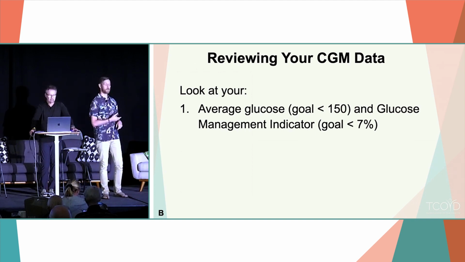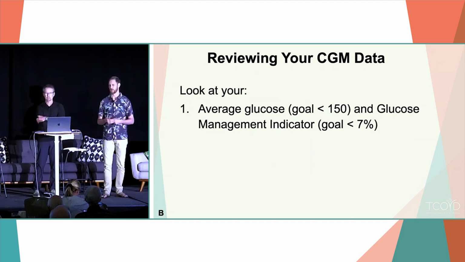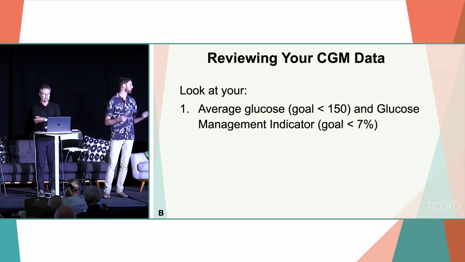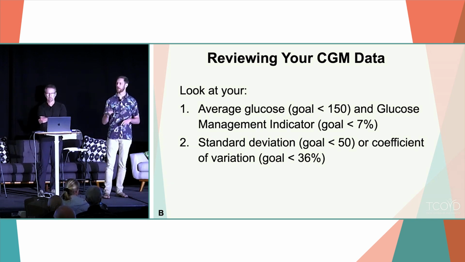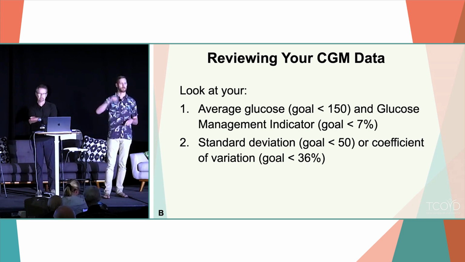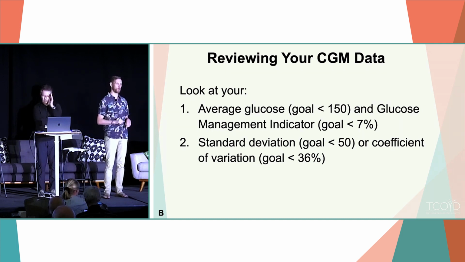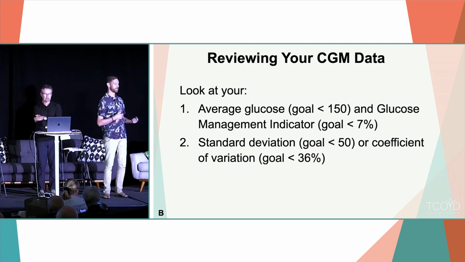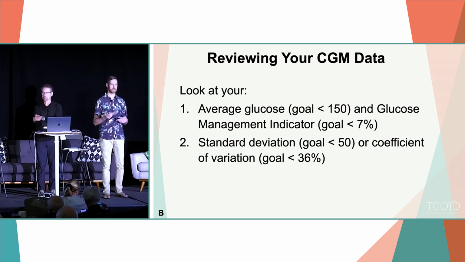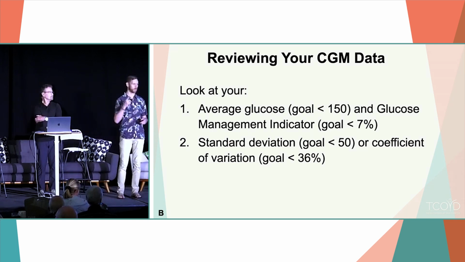And then the glucose management indicator, which is in a percent, is basically the estimated A1C. So that's something that's calculated based on your average blood glucose. Then we look at the standard deviation or the coefficient of variation. These are two different measurements of glycemic variability. So how much is your blood sugar going high and low above or below the average blood sugar? For a standard deviation, the goal is less than 50. For a coefficient of variation, the goal is less than 36%. Those are just two different ways to calculate the same thing, glycemic variability.